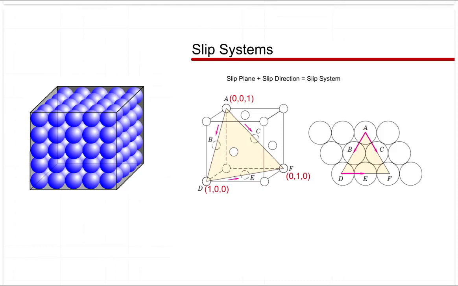Say for an FCC, this 111 plane has the highest planar density and it will slip in this direction, or in this direction, or in this direction. So the plane is 1, the directions are 3, so the slip system will be 1 plane with 3 directions, so there will be 3 slip systems. A slip plane and a slip direction together we call a slip system.